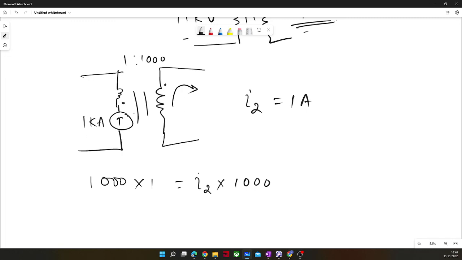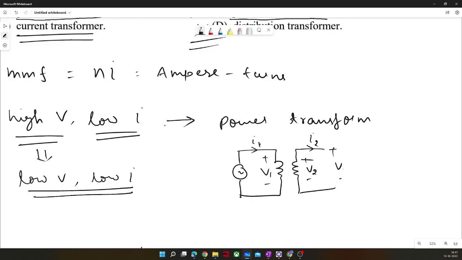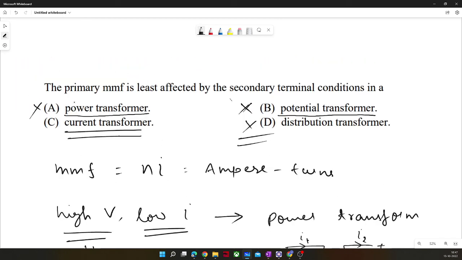And because it is dependent on current only, it doesn't matter whatever the load will be, right? This load will get only that much current, whatever will be supplied from the primary side. So it will not get affected by the load. So we can write it here. So now you know that this one is least affected by the secondary condition.